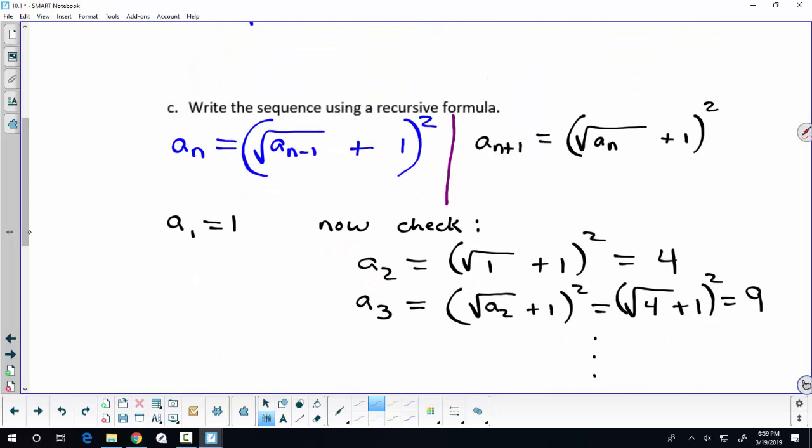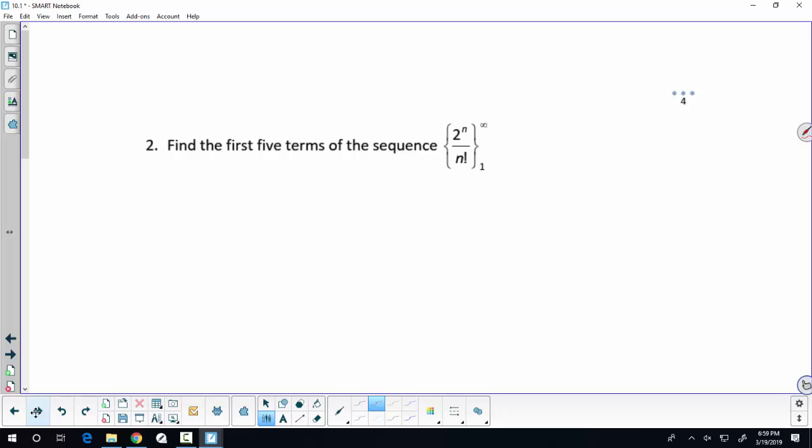Okay. Any other questions? Find the first 5 terms in the sequence given as follows.